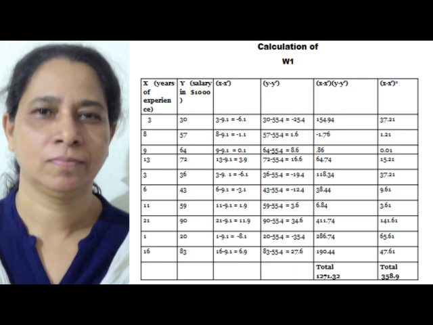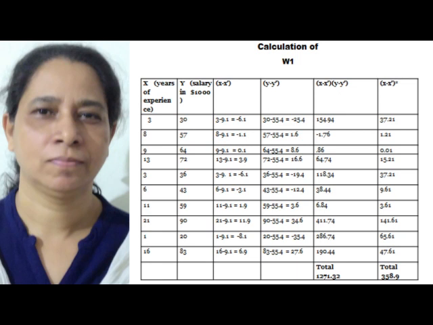Now in the fourth column we are computing y minus y dash. Y dash is 55.4. So for the first tuple, 30 minus 55.4, which is equal to minus 25.4. Second tuple, 57 minus 55.4, which is equal to 1.6.